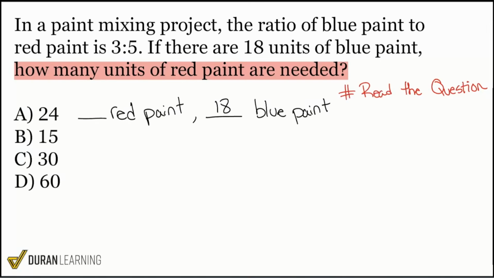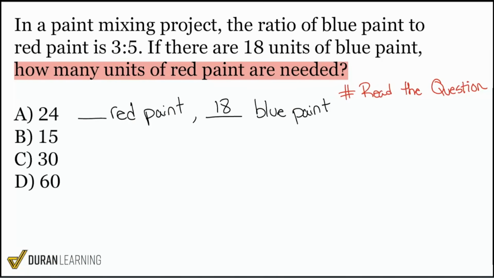So here's the information. In a paint mixing project, the ratio of blue paint to red paint is 3:5. Let me help you all out real quick. When we say that the ratio of blue paint to red paint is 3:5, this is a comparison. They're actually giving you a fraction. 3/5, 3 compared to 5, they both mean the same thing.